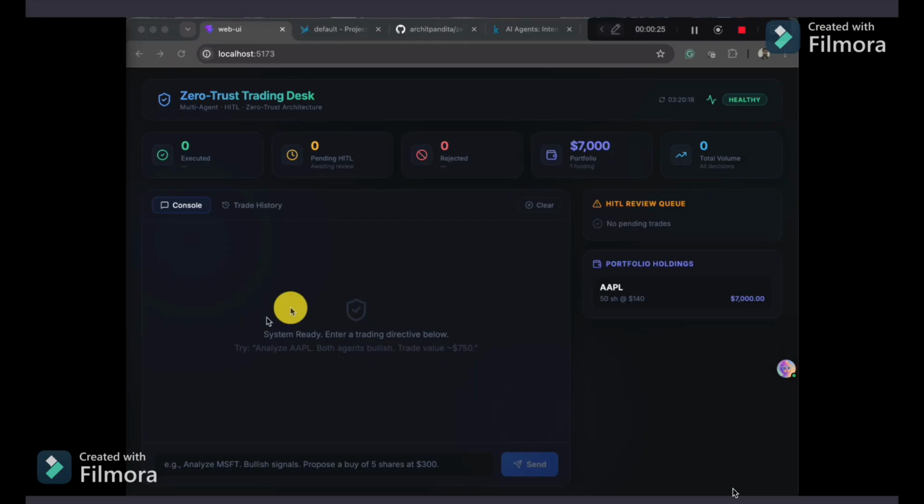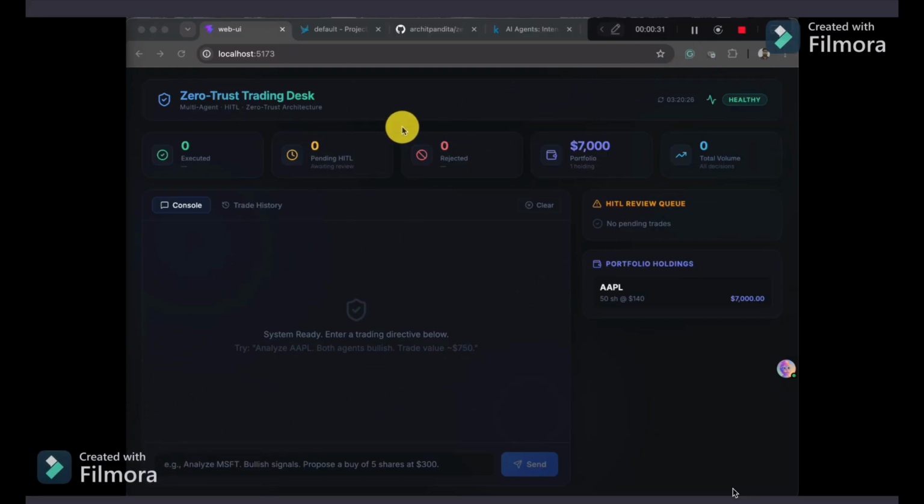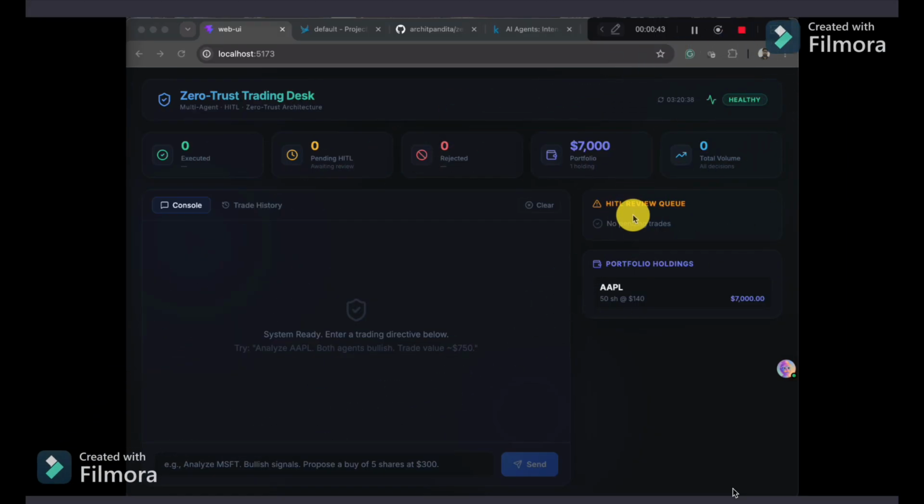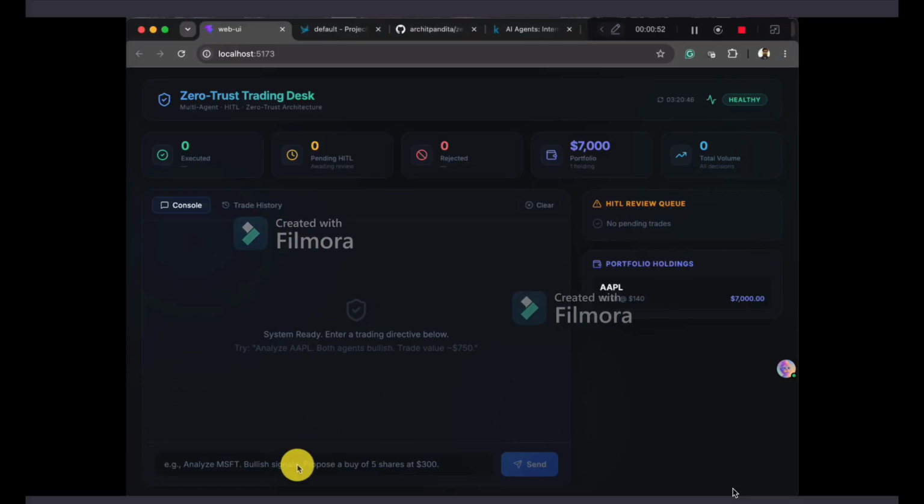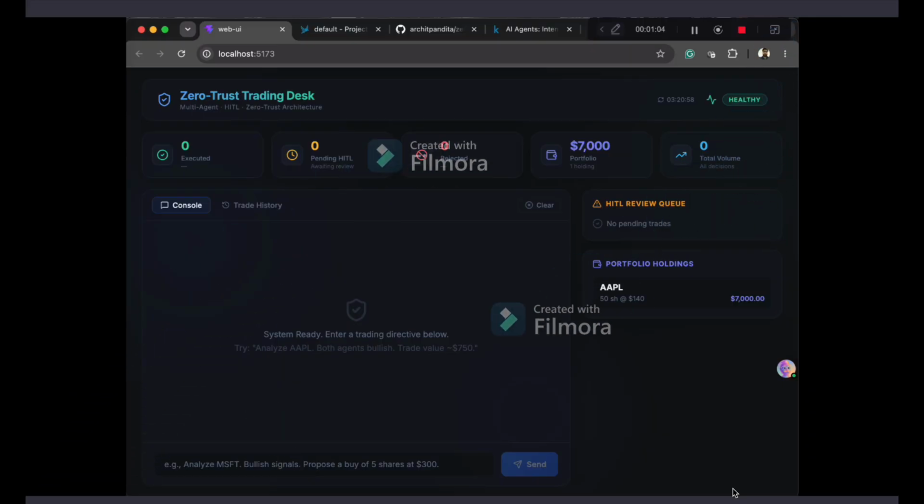Walkthrough of our UI. This is a React UI which is based on A2UI at the backend, and there are a few components of it. This is our header, and another is the health part. Then there is a summary of our executions, some human in the loop review, and the portfolio holding, and this is the area where we pass the prompt and let the agent process the request. So this is basically a trading desk where we are giving a prompt to the agent, and the agent is performing that action, which is buying the share for us. So let's see the demo.